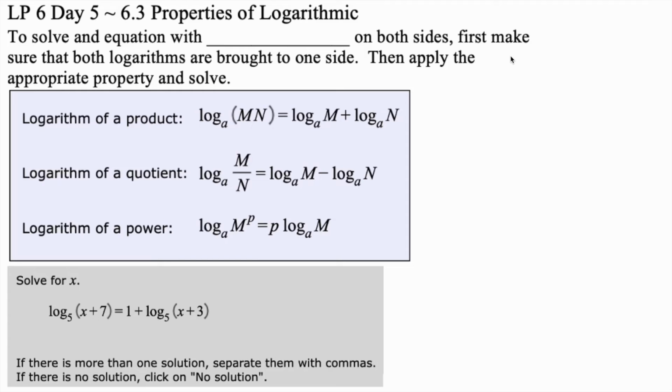Okay, so we're going to continue to apply the properties of logarithms, but now you can see it's getting to be a little bit more involved down here than it was in the previous video. So to solve an equation with logarithms on both sides, first make sure that both logarithms are brought to one side, then apply the appropriate property.